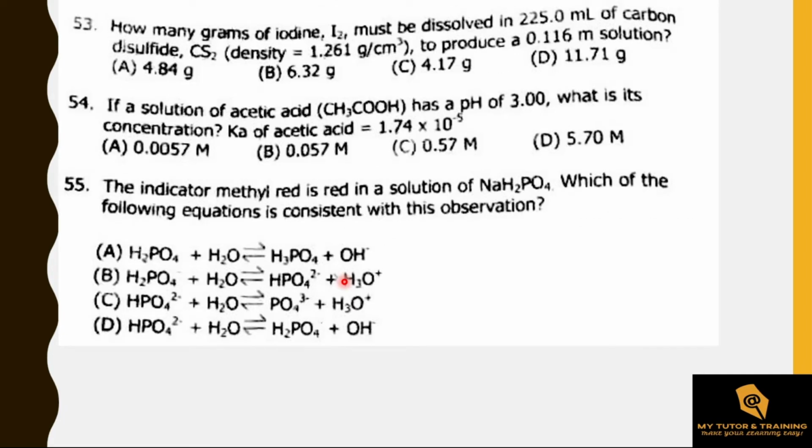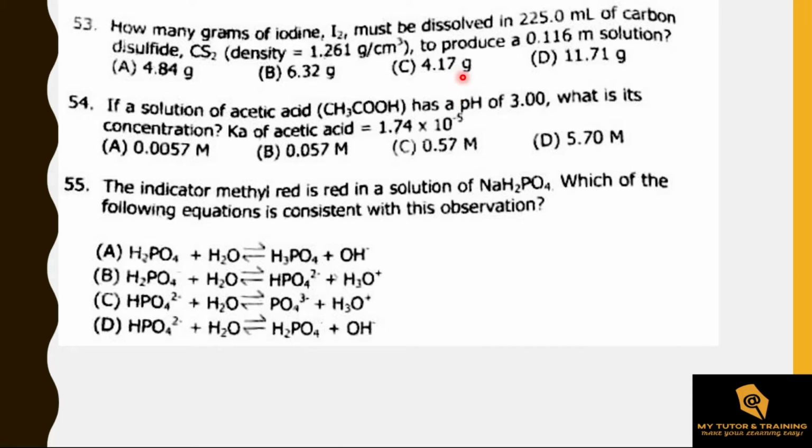Let's come to question number 53. How many grams of iodine, I2, must be dissolved in 225 milliliter of carbon disulfide of density 1.261 gram per centimeter cube to produce a 0.116 molar solution? Here the unit of solution is what? Molar. And molality is calculated as n of solute over kilogram of solvent.